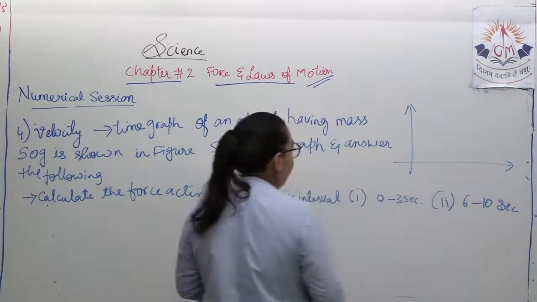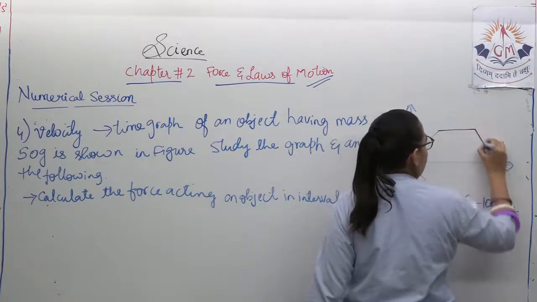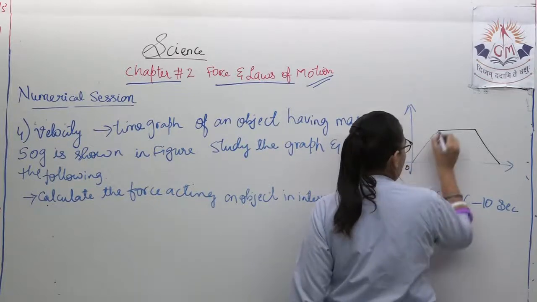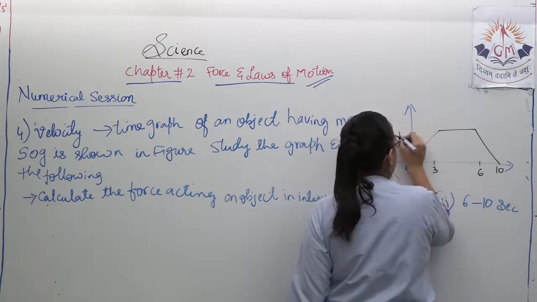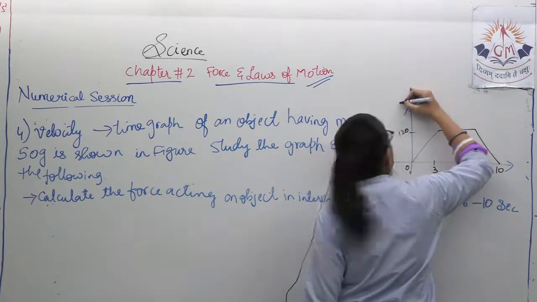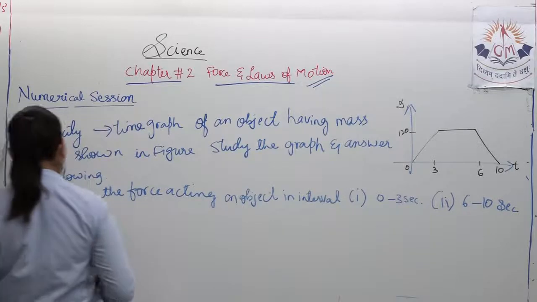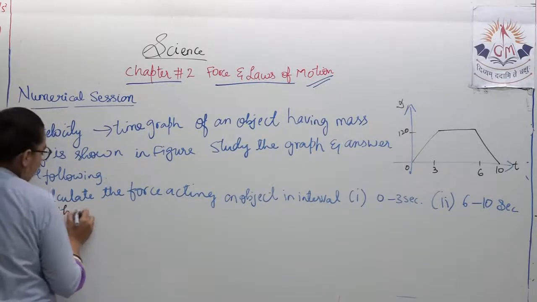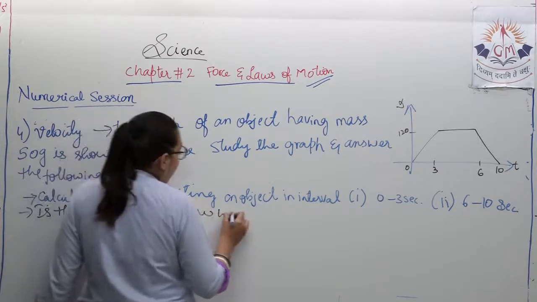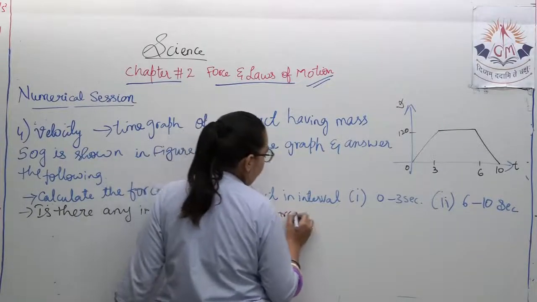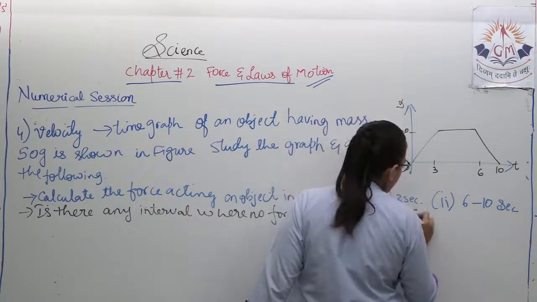I'll draw it with a dark pen. This is 0. This point is 3, 6, this is 10, and this is 120. This is the velocity versus time graph. Next, is there any interval where no force acts on the object? Justify your answer.